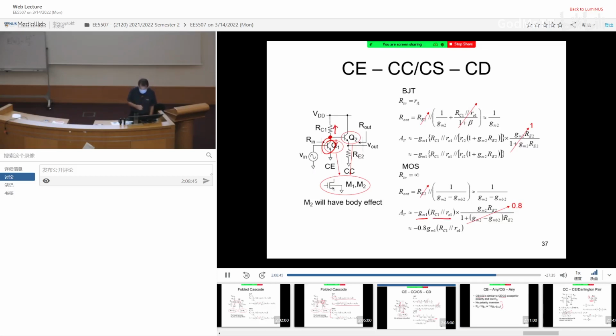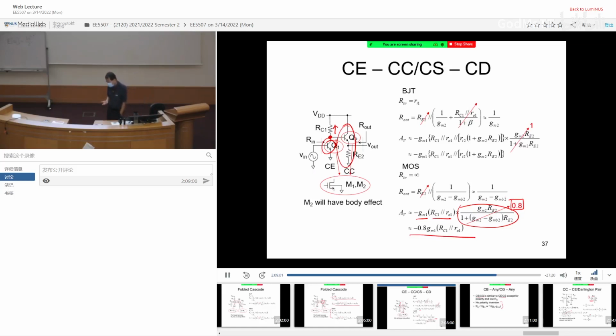But in terms of the second stage voltage gain, what you have is this guy. So this guy is not unity. This guy is reduced to around 0.8. Okay? So eventually you get the following voltage gain. So this guy is straightforward.